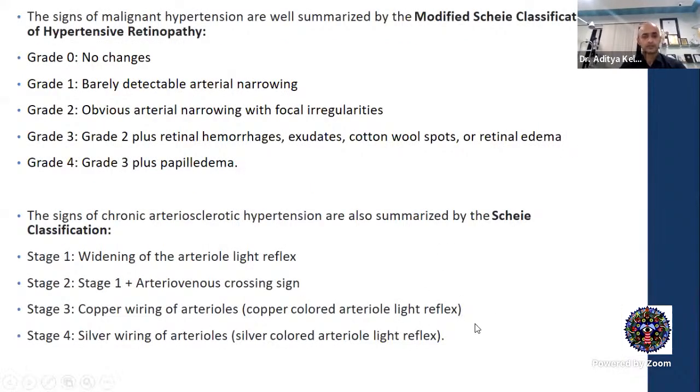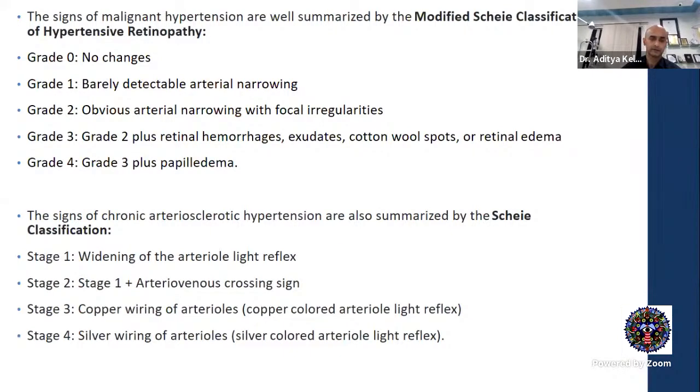Then the Scheie classification was done for the malignant hypertension, where grade 0 is no changes, grade 1 is barely detectable arteriolar narrowing, grade 2 is obvious narrowing with focal irregularities, grade 3 is grade 2 plus retinal hemorrhages, exudates, cotton wool spots and retinal edema, and grade 4 is obviously papilledema and the grade 3 signs as well.